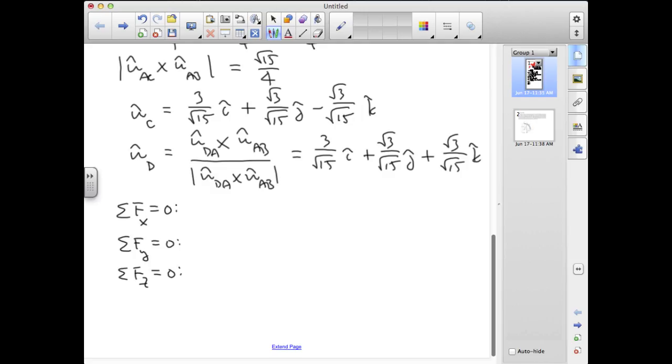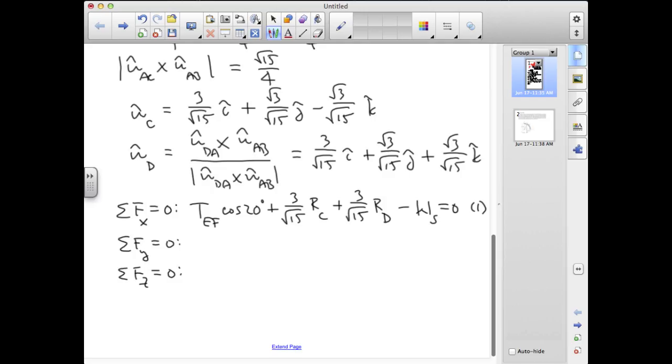Having now found all these orientations, we're prepared to write the scalar components of our force equilibrium equation, and in the I direction we'll get TEF cosine 20 plus 3 over root 15 RC plus 3 over root 15 RD minus the weight of the sphere equals 0. We'll call that equation 1.